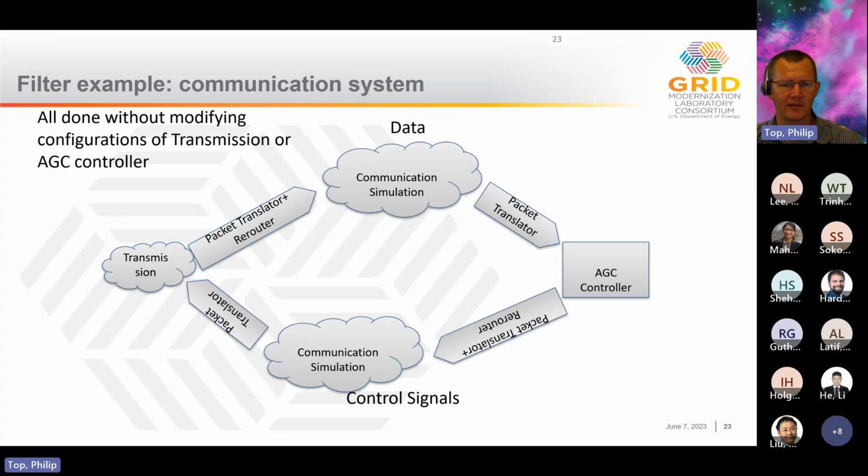And the same thing on the other path. The key feature here is that these rerouting filters allow you to inject this communication simulation independently of what you are doing to the transmission and AGC controller. So you don't need to modify those parts of the co-simulation to enable this capability.